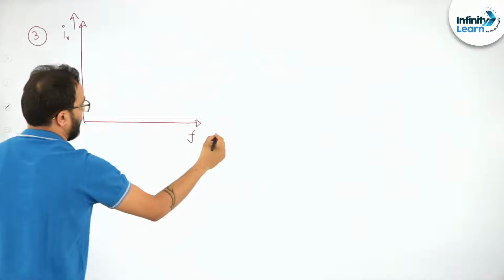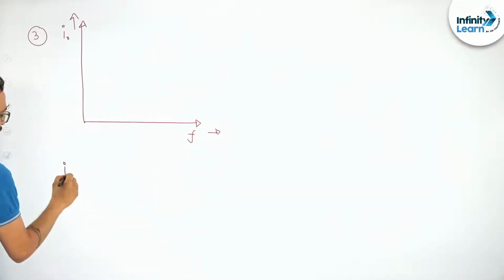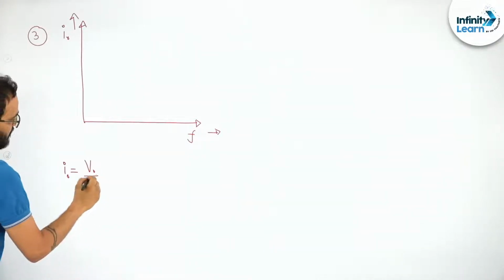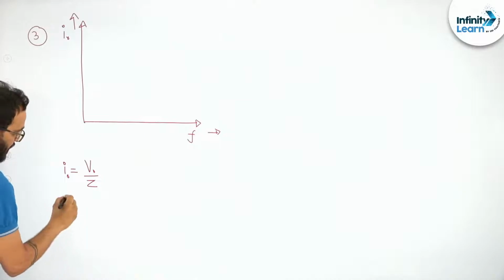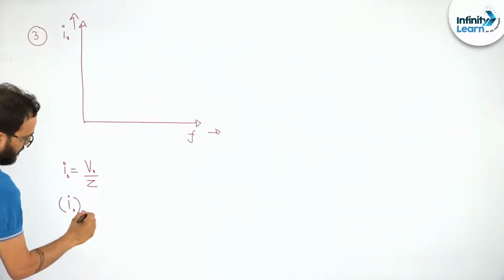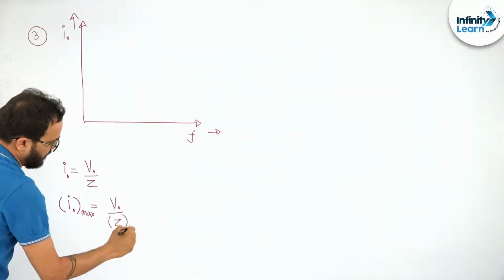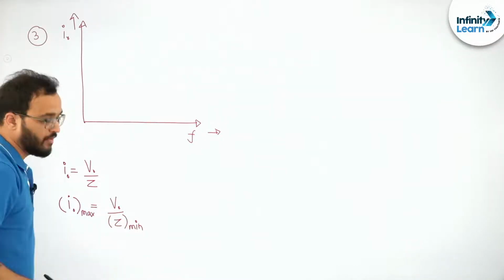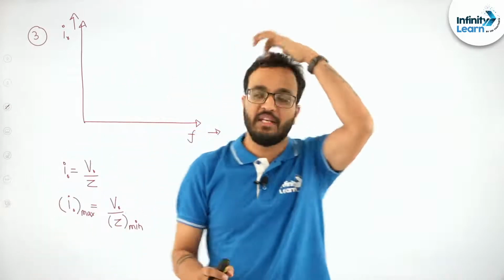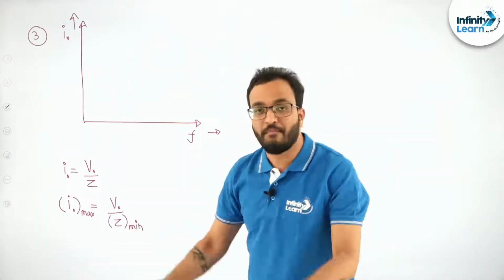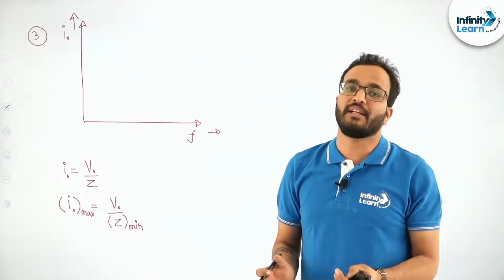Now we all know very well what I naught is. I naught is V naught by Z. So I naught will be maximum when Z is minimum. I hope you are understanding. That means when the value of the impedance is minimum in the circuit, current will be maximum, right.